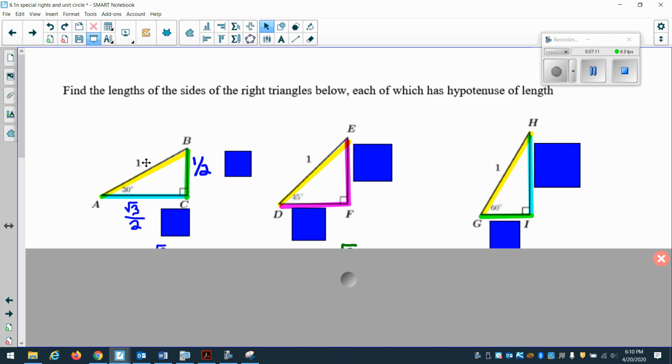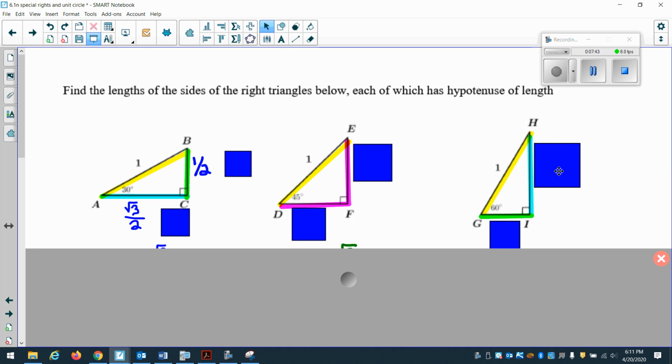Now, again, the hypotenuse is 1. We know to find this side length, it's a, but to find the hypotenuse, it's equal to 2a. So 1 equals 2a, divide by 2, that's how you get 1/2. Then we know the side length times root 3, so it's 1/2 times root 3, simplified as root 3 over 2.